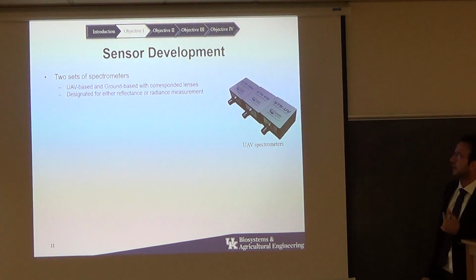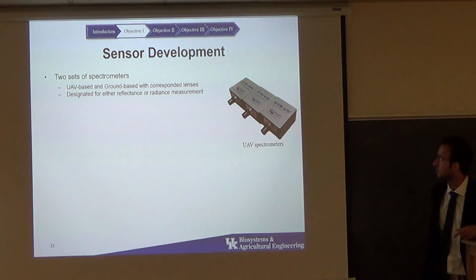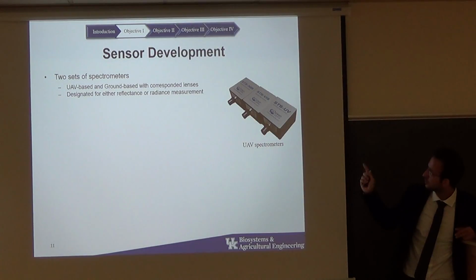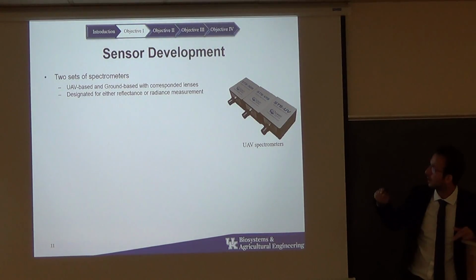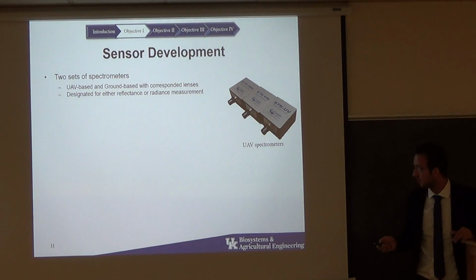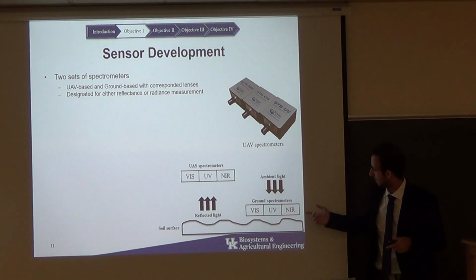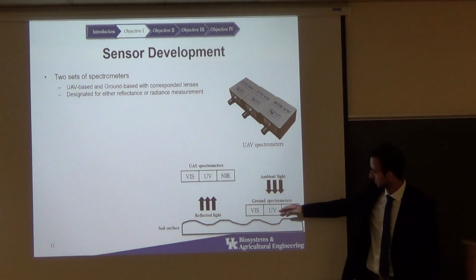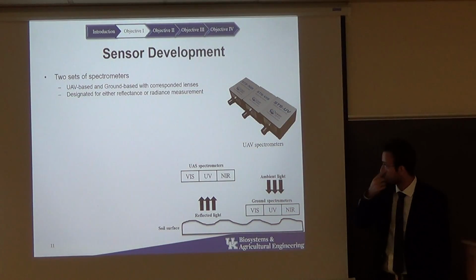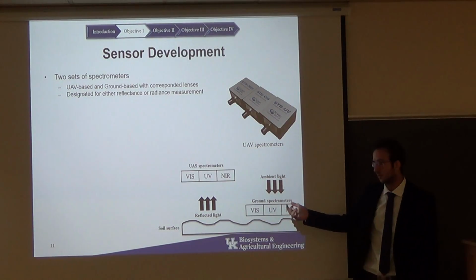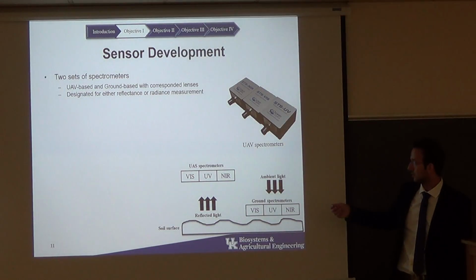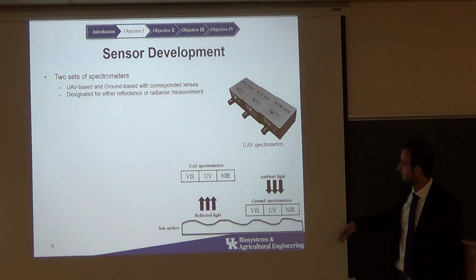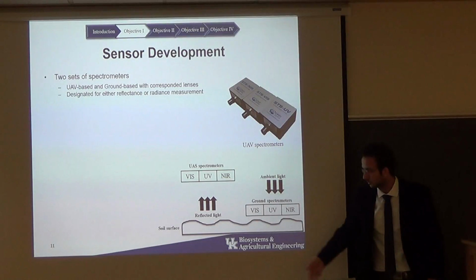So in the first objective, we use two sets of spectrometers, and each set has near infrared, visible, and UV, and each set is designated for either reflectance or radiance measurement. So you can see in this simple plot, the ground set measures the ambient light, and we put it on the ground, and the UAS spectrometer we put on the UAV and it measures the reflected light. So whenever I say radiance, it means the intensity of the sunlight, and the reflectance would be the reflected light from our target.